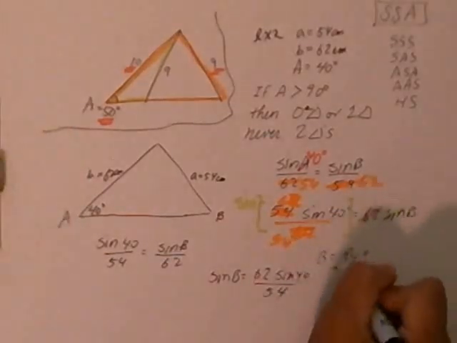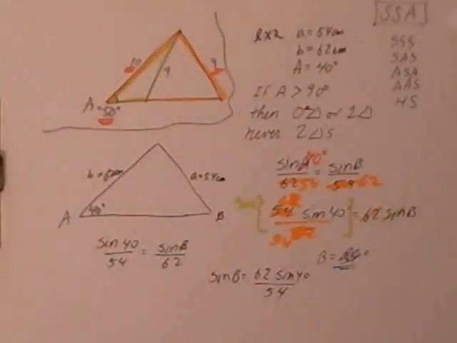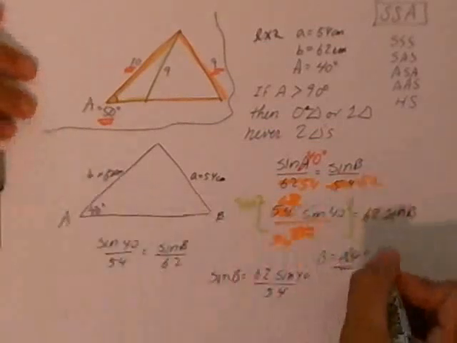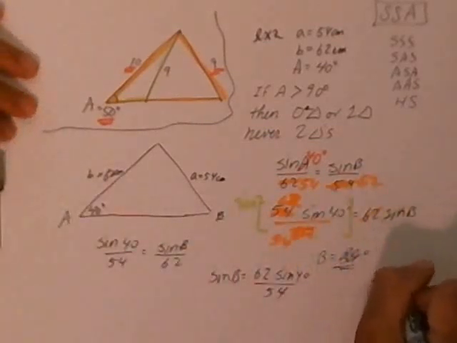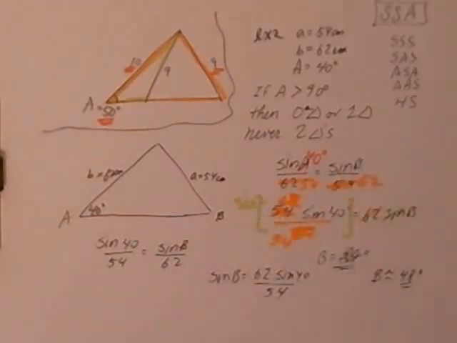Okay? I'm going to get a little bit different number. 62 times sine of 40 in parentheses divided by 54. It's going to be 0.73. Take the inverse sine of the answer. Approximately 48 degrees. Okay, that's a little better. That's the answer that they have in the book.